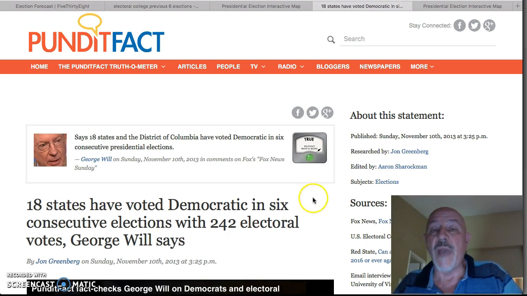If you were to go back to 270 to win and go back through the past 6 elections, then you could total up and see, well, did some states actually vote exactly the same in all 6 elections? And as it turns out, 18 of them did.